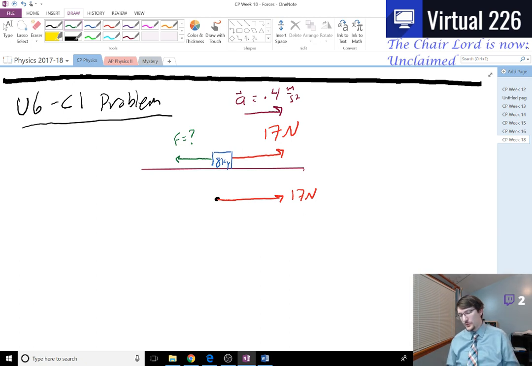We know this force going to the right is 17 newtons, so we can draw an arrow and place the 17 there. We also know that the acceleration is going to the right. So when we draw our vector going to the left for that unknown mystery force, we know it can't be as big or larger than 17 newtons. Because if it was, the block wouldn't be accelerating to the right, it'd be accelerating to the left. So when we draw the second force, it's often nice to keep in mind the relative size of the forces, and this one is smaller.